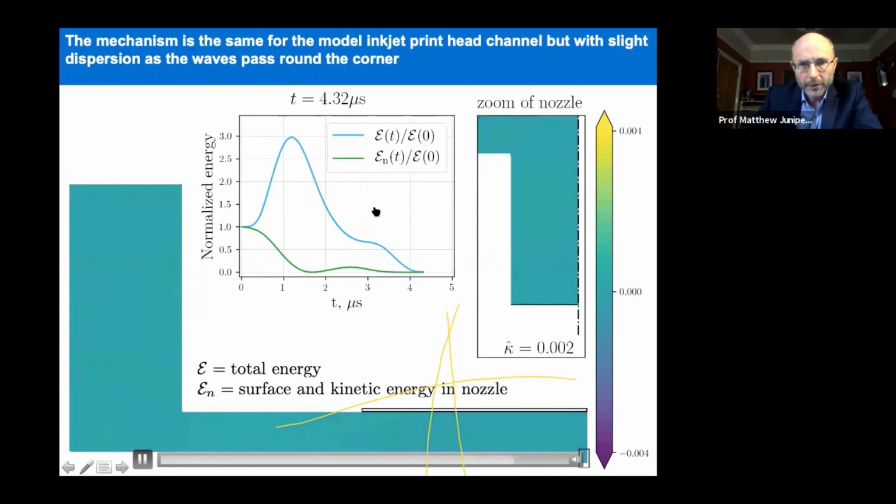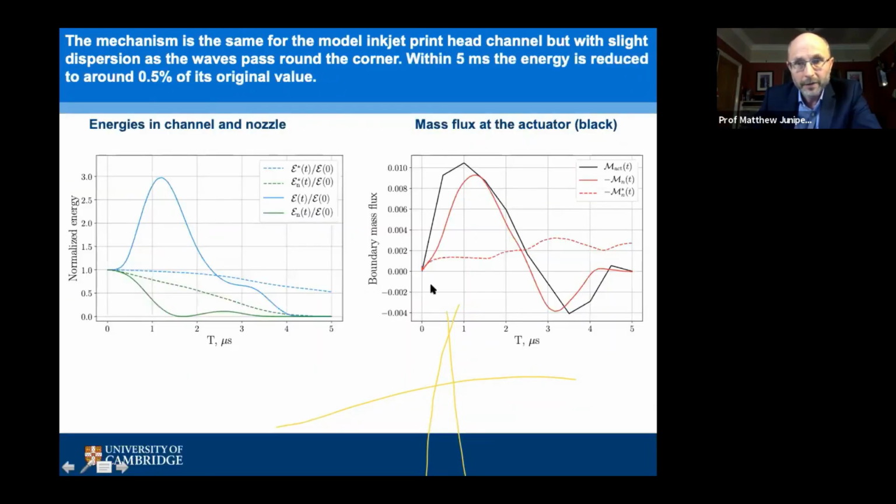So once again, after 5 microseconds, we've returned the flow to its quiescent state, but now we've got rid of the spherical cap, and we've done so optimally, leaving as little acoustic energy as possible in the channel, so that this is ready for the next droplet. And this is the waveform you get.